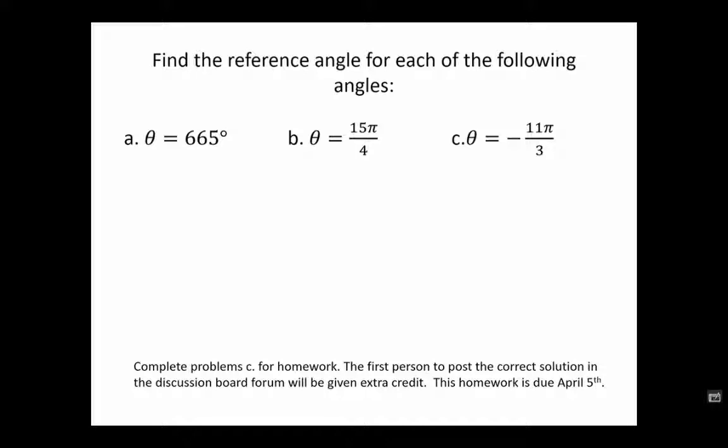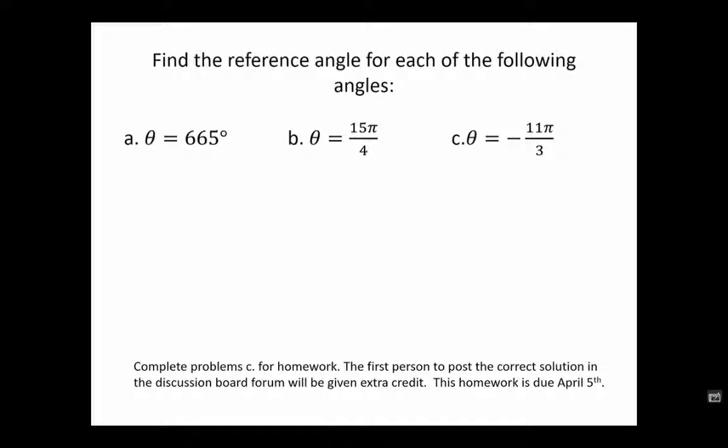Now we would like to consider finding the reference angle for angles greater than 360 degrees, or 2 pi, or less than negative 360 degrees, or negative 2 pi. So let's look at the first example. Part A, theta is given to be 665 degrees. So the first thing we want to do is to find a positive coterminal angle for 665.